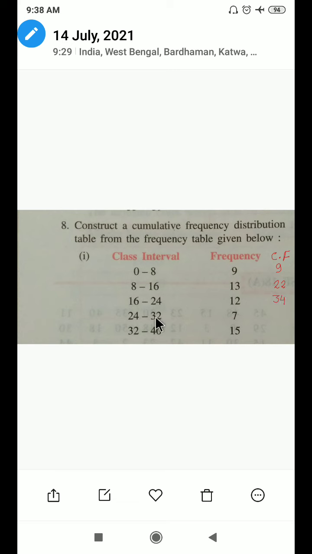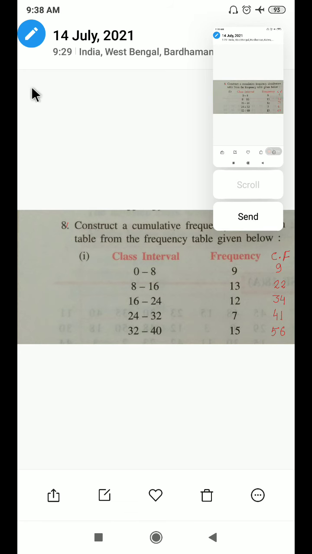Now for the cumulative frequency of 24 to 32, you have to find out the frequency below 32. That will be 34 plus 7, that is 41. Now again you have to add this 15 with this 41, you will get 56. Now these are the cumulative frequencies. Now go to the next one.